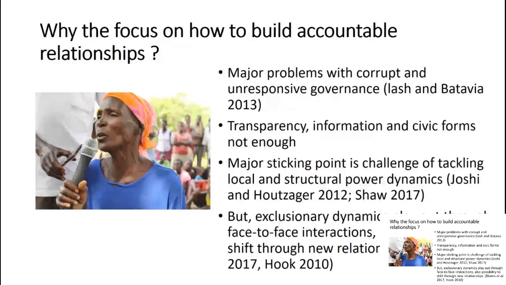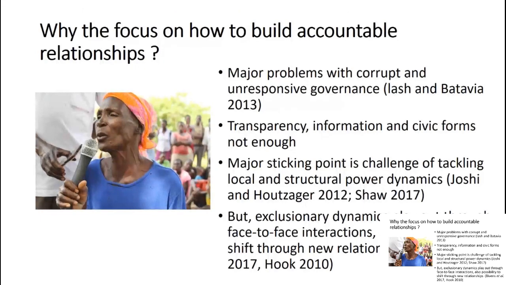People living in poverty have identified the major problems caused by corrupt and unresponsive governance. Other research has shown that transparency initiatives, information and civic forums are not enough. Transformational change in these kinds of relationships is needed. And that means tackling the local and structural power dynamics that maintain exclusion.